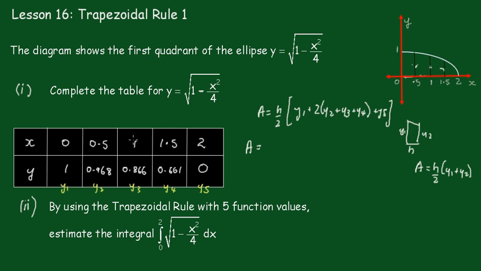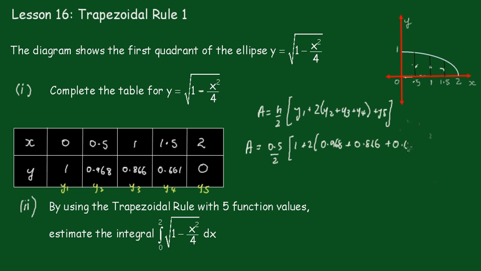It's 0.5, so 0.5 on 2, and y1 is 1. That's why you have them down here, so you don't get muddled up, plus 2 times 0.968 plus 0.866 plus 0.661, close your bracket, plus 0, and that area is equal to 1.4975 on your calculator.